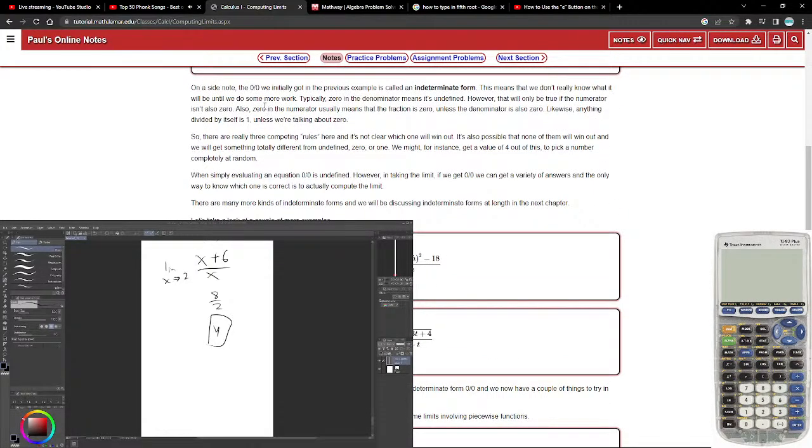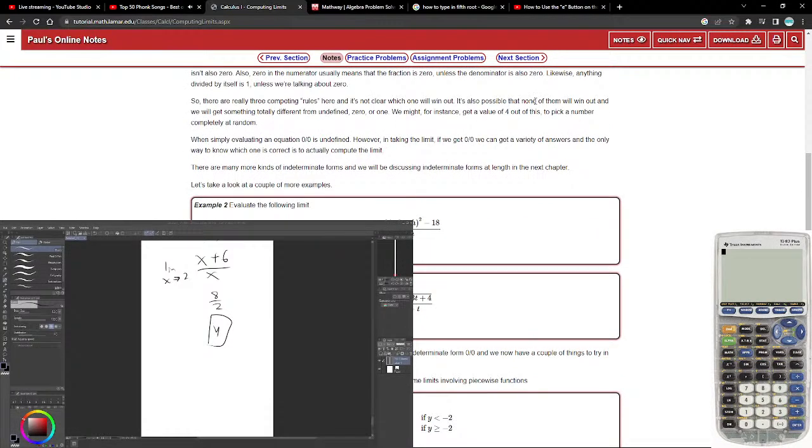On a side note, the 0 over 0 we initially got in the previous example is called an indeterminate form. This means that we don't really know what it will be until we do some more work. Typically 0 in the denominator means it's undefined, however that will only be true if the numerator isn't also 0. Also 0 in the numerator usually means that the fraction is 0 unless the denominator is also 0. Likewise, anything divided by itself is 1 unless we're talking about 0. So there are really 3 competing rules here. It's not clear which one will win out.